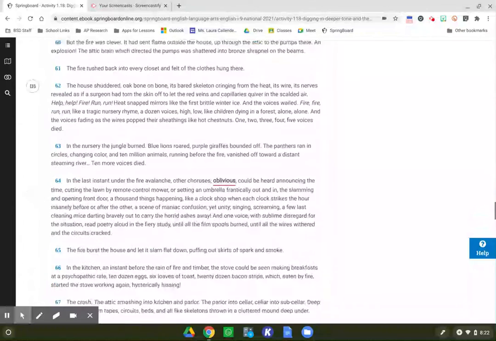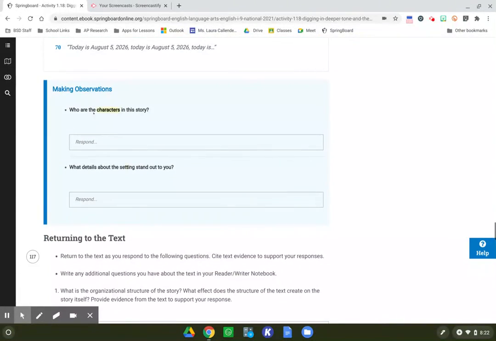Scrolling down, let's look at the making observations. So as you are reflecting on the story that you read or are going to read, think carefully about who are the characters in the story. Are there characters in this story? There are. And so you, if you already read the story, might be thinking, there were no people. Who are the characters? There are. So think about that, okay?